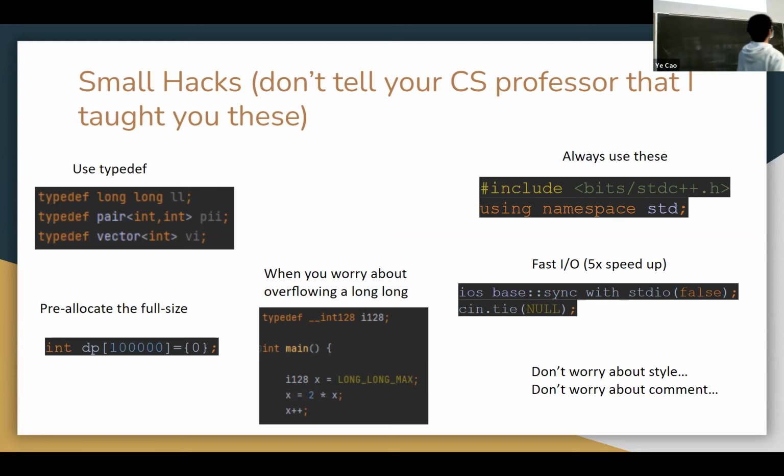If you are worried about overflowing long long, which rarely happens but can sometimes happen, there is a variable type called __int128, which is a 128-bit integer that can store much bigger numbers than long long. That's pretty much the limit of C++. You can have a 128-bit integer. If you're going to use more than that, use Python.